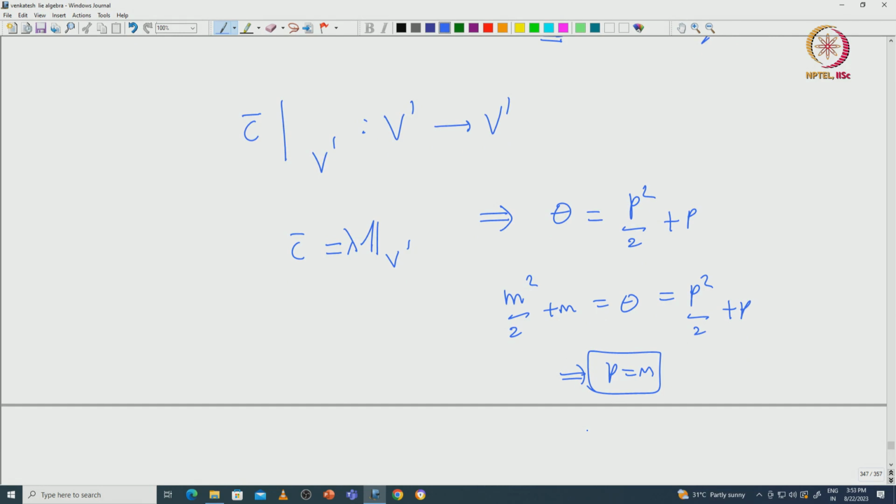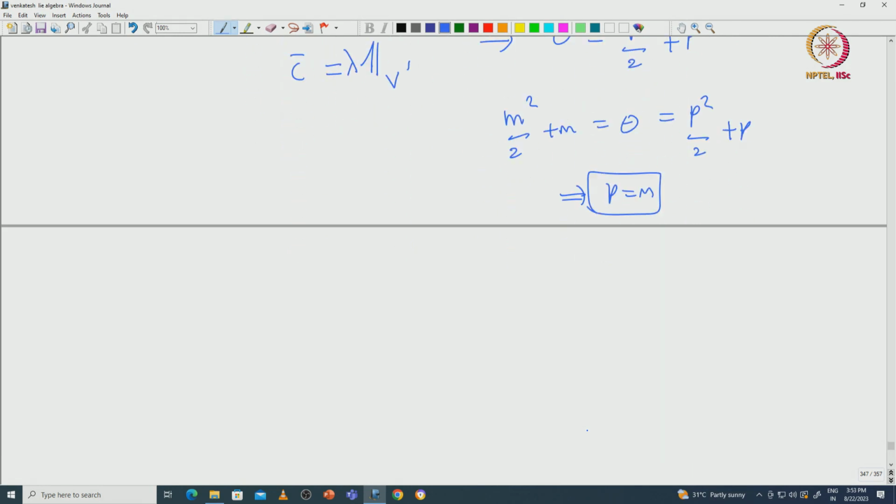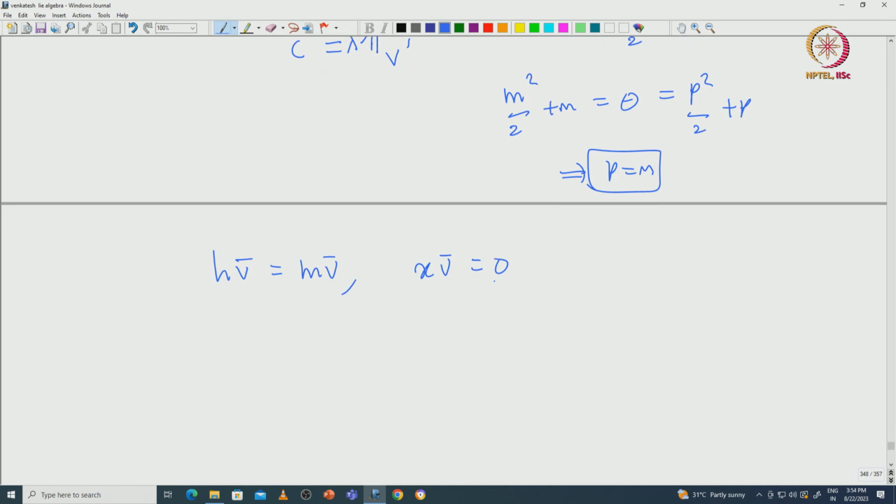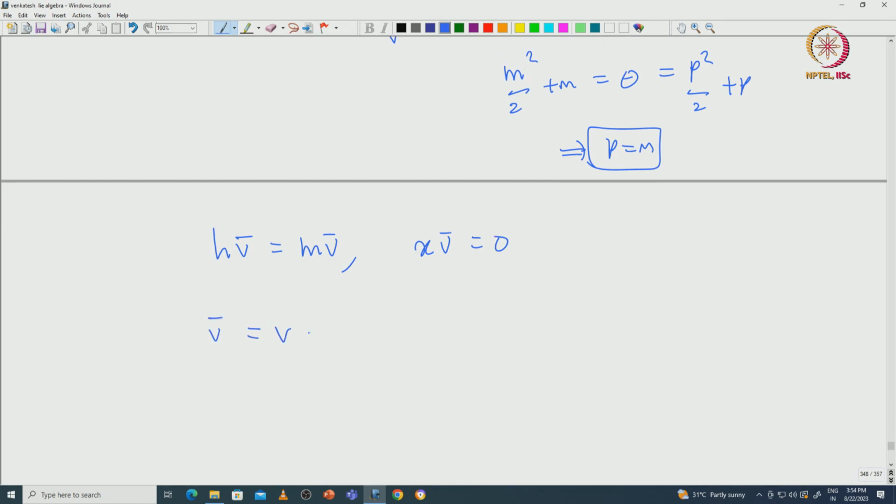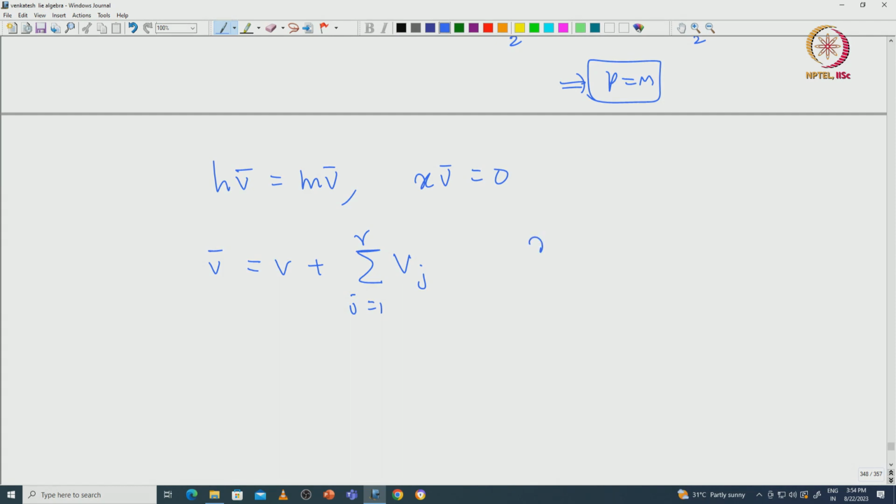Okay. If p equals m, then actually you get h v bar equals m v bar and x v bar equals 0. Okay. So then you can write this V bar into some V plus summation of some elements coming from V j, j from 1 to r. So then you can see that because x is nilpotent on capital V itself, there exists some k such that x power k v will be in kernel x. Okay. Because x is nilpotent on capital V.